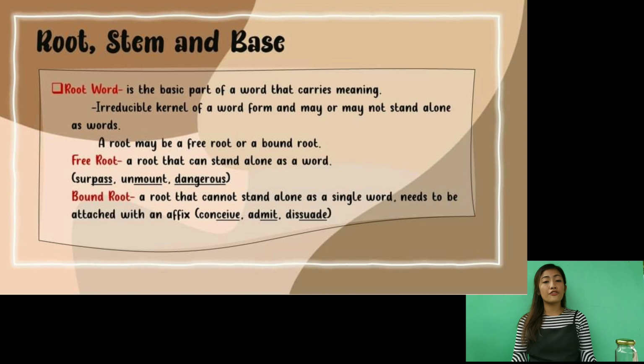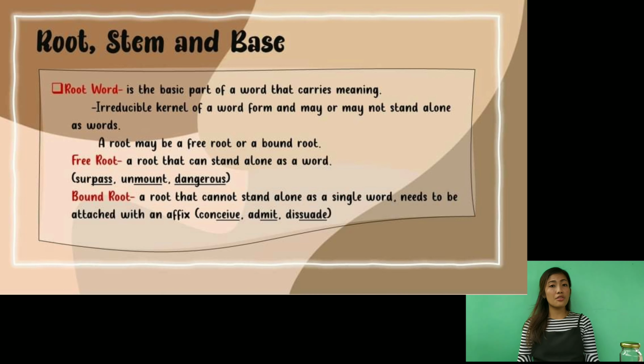So a root may be a free root or a bound root. So a free root is a root that can stand alone as a word, like pass, surpass, mount, and dangerous. For the bound root, it is a root that cannot stand alone as a single word, and it needs to be attached with an affix in order to be understandable. Examples are conceive, admit, and dissuade.